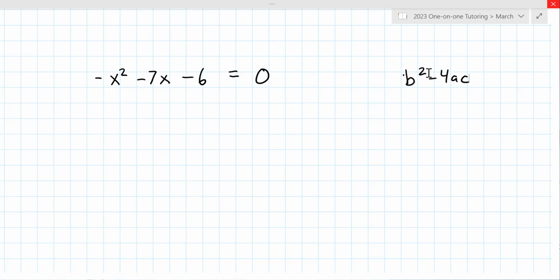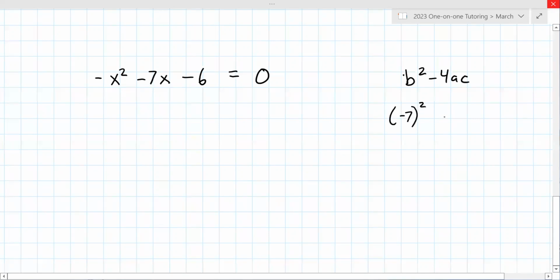I got -21. So that's really close. There's probably some sort of a sign error. So -7 squared. Notice I'm putting in parentheses. -4 times -1 times -6. Now, if yours does not look like this, be very careful here. So -7 squared becomes positive, right? That's 49. And by the way, if you put this into the Desmos Scientific, it will give you the answer here without having to worry about signs, but you have to do it with the parentheses around the numbers.